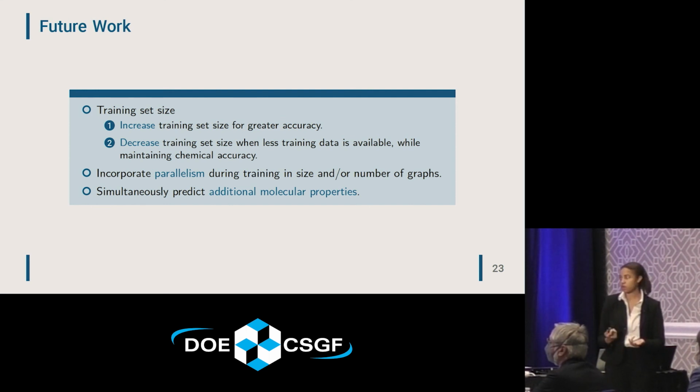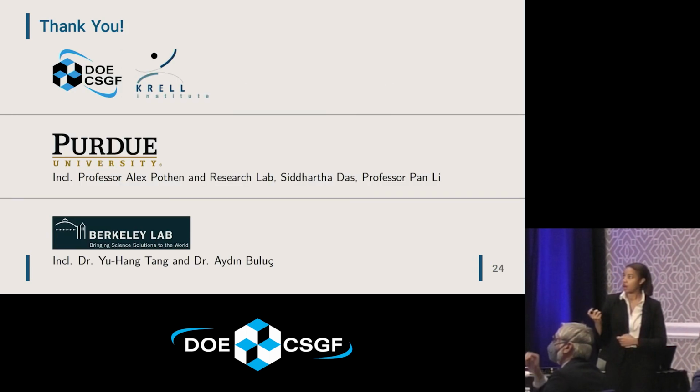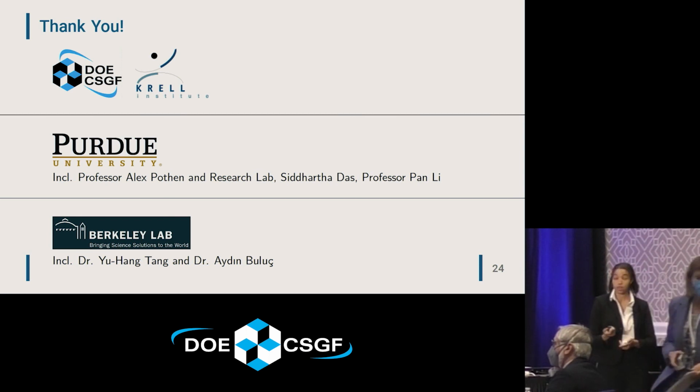And also, another option is we could simultaneously predict additional molecular properties. In this work, for example, we just predicted partial charges by itself, but we could predict perhaps atomization energy and partial charges together, and then training one could help the training of the other one, since they would be interconnected.